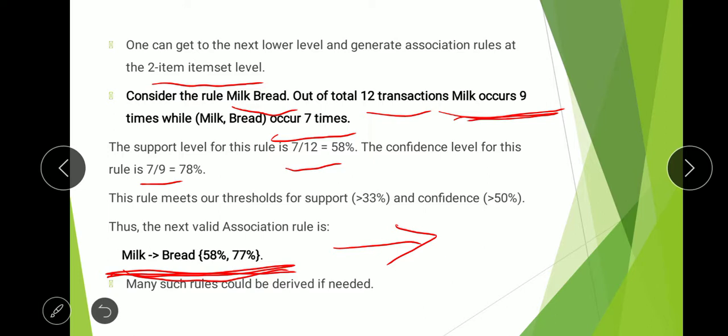So in this way you can generate another 4 to 5 rules. If you want, you can generate, otherwise leave it here itself. You can generate multiple number of rules for this. Okay. So this is the end of your 4th module. If you have any queries, feel free to ask me, okay.